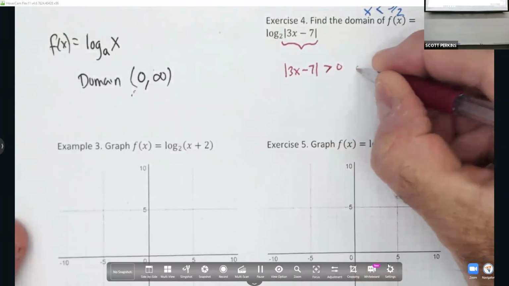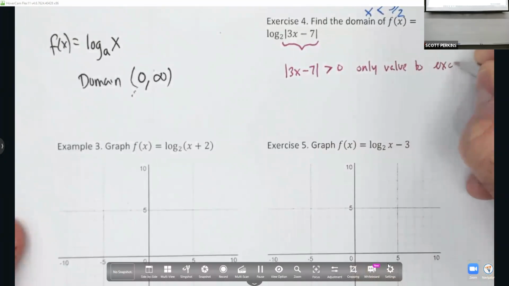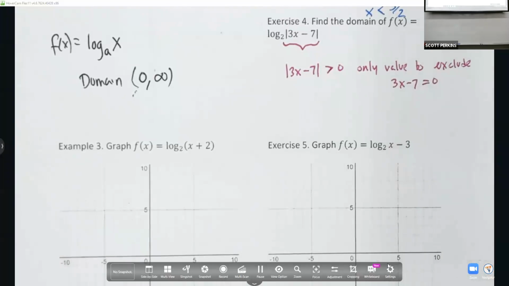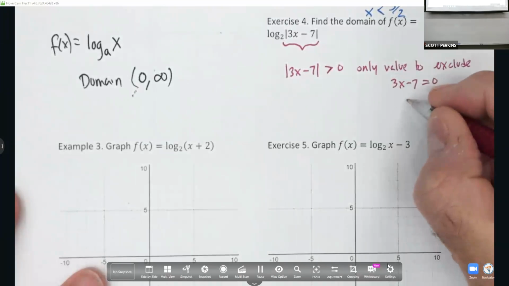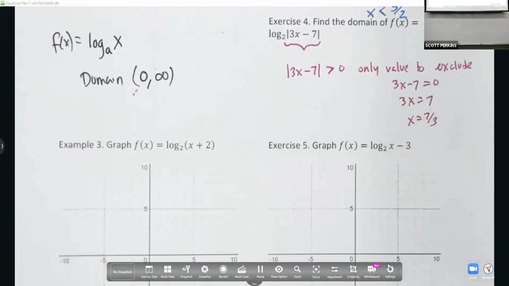So the only value to exclude is when 3x minus 7 equals 0, because we can't take the logarithm of 0. That happens when 3x equals 7. When I divide, x is equal to 7/3. Every other input that I put into this absolute value is going to give me a positive result. The only thing I have to exclude is 7/3, because that gives me a value of 0, and we can't take the logarithm of 0.